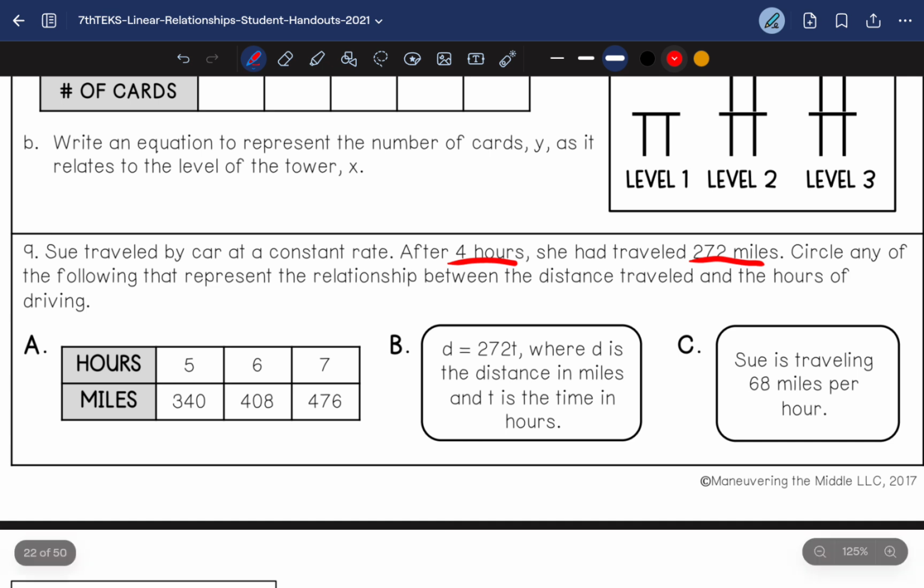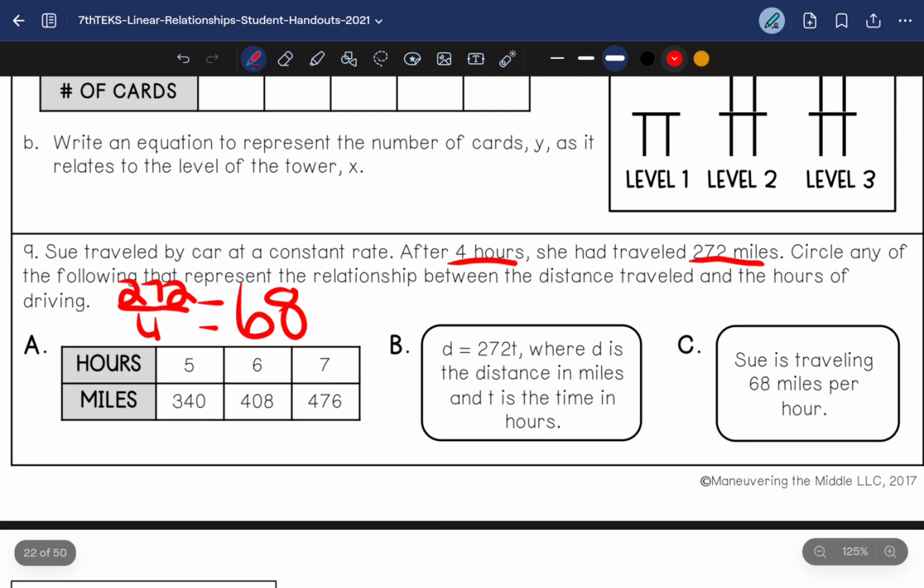Well, first I need to determine what my constant of proportionality is, which is my rate of change. So I'm going to always do time on the bottom. That's our independent variable. So 4 would go on the bottom of my rate, and then 272 would go on the top. And if I divide those two, I get 68. I just kind of need something to start with here.